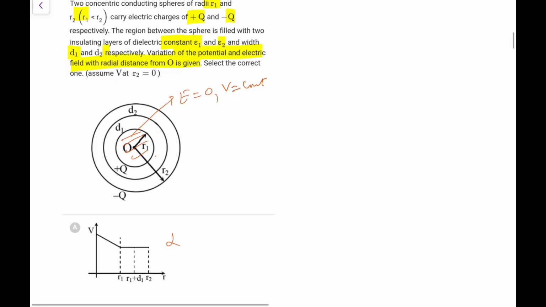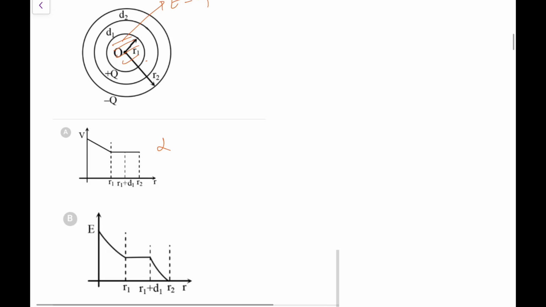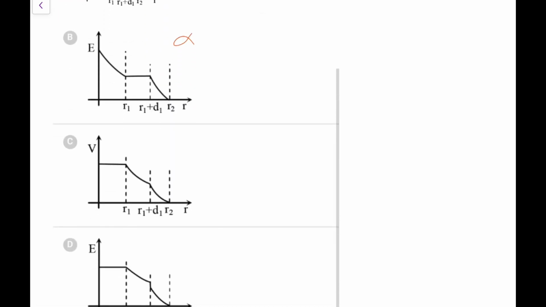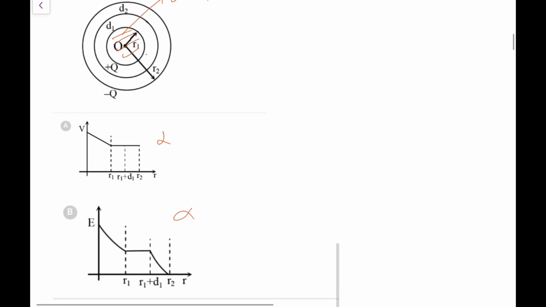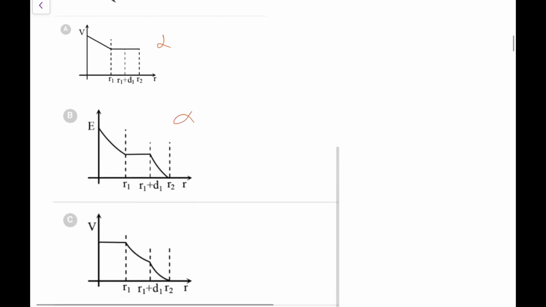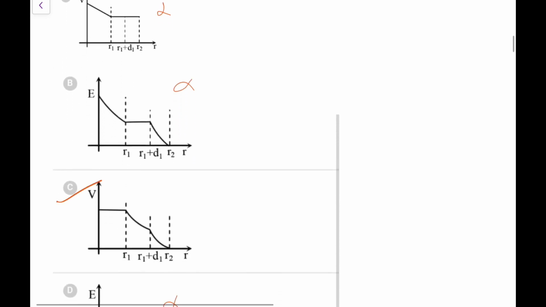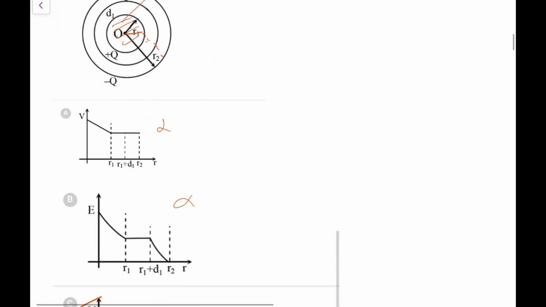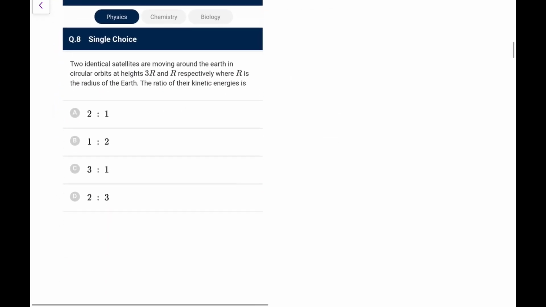So let me check. First one is wrong because V is varying. Here E is 0, this is also wrong. Here E is again non-zero, it is also wrong, so only this is the left option, and we'll have this potential constant, and here it will decrease, here it will decrease, and the decrease will be slightly different because of K. So option C seems to be the most appropriate one. So the question looked tough, but it turned out to be easy.